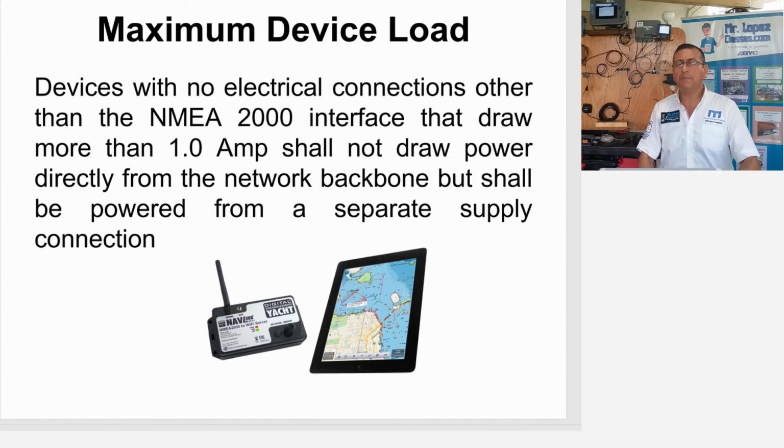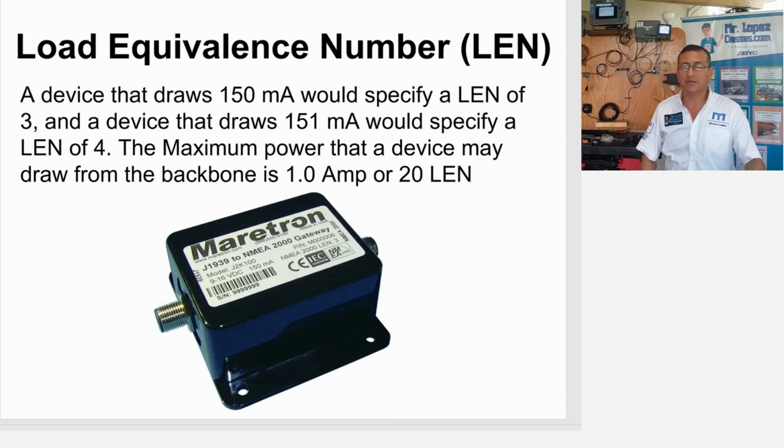Devices with no electrical connection other than the NMEA 2000 interface that draw more than 1 amp shall not draw power directly from the network backbone, but shall be powered from a separate breaker on the DC panel, like I explained before. In this particular case, the consumption of this equipment is 0.3 amps, which is less than 1 amp. For that reason, this equipment can have its power connected directly to the backbone.